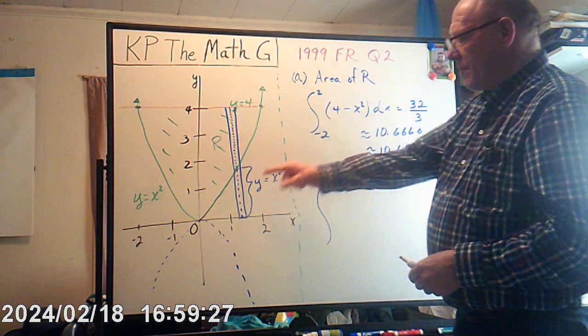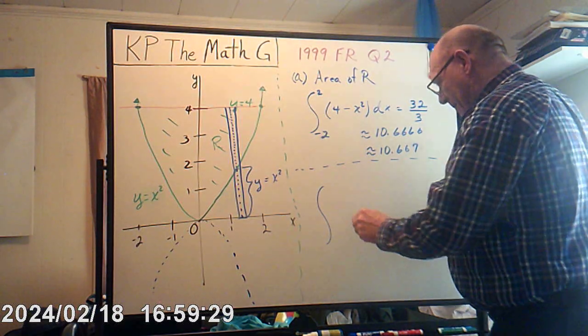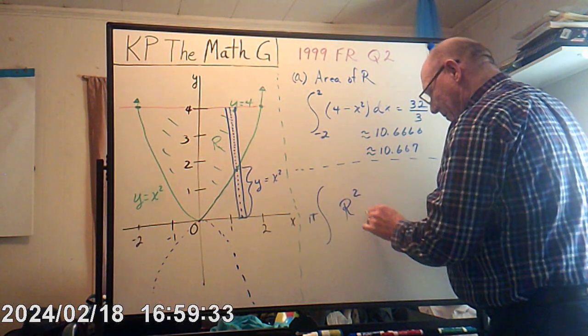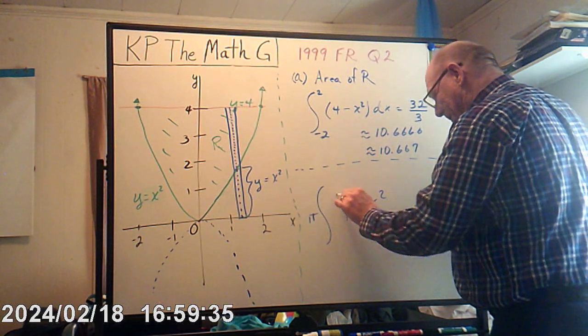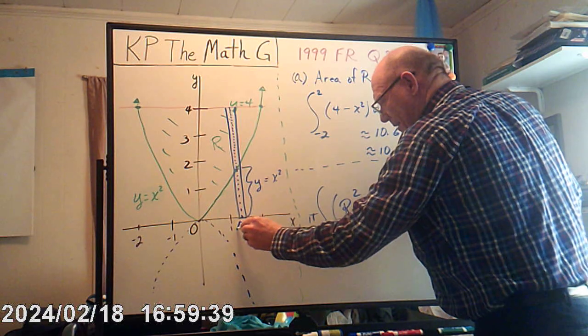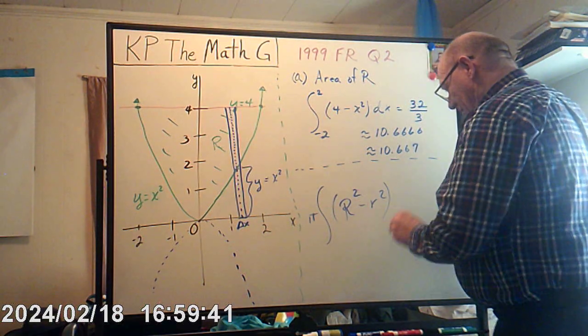So now what you have is big R squared. Remember, it's pi R squared minus little r squared. In this case, this is delta x, so we have dx here.